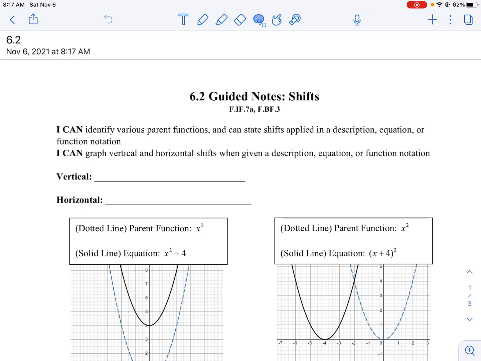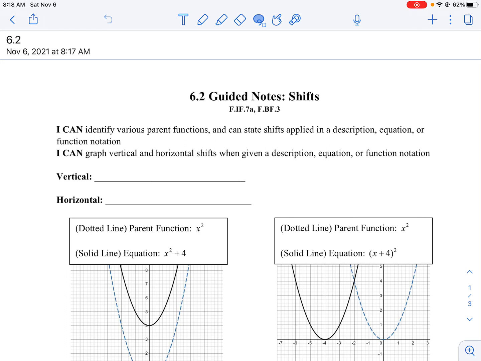And welcome. So today we're going to be talking about 6.2, which is transformations again, but this time instead of stretches, we are talking about shifts. So we have two goals. I can identify various parent functions and state shifts applied in a description, equation, or function notation. And the other goal is I can graph vertical and horizontal shifts when given a description, equation, or function notation. So essentially, when you're given a description, equation, or function notation, you should be able to identify parent functions and be able to state what's going on and graph it.